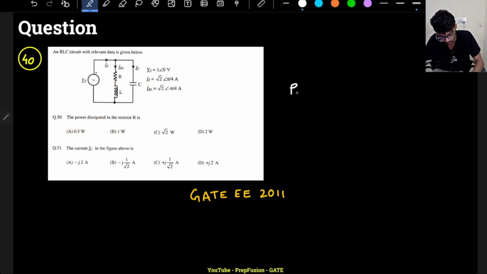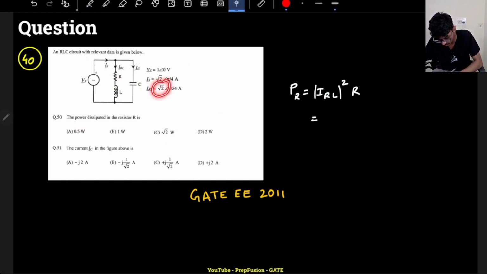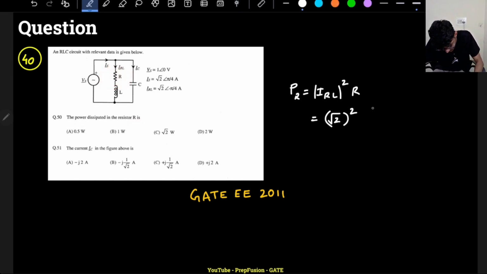If it is a series circuit, you will always use the magnitude of IRL, because this IRL is same as IR, whole square into R. What is the magnitude of IRL? It is under root 2, whole square into R. R is what? They have not given us the R. So R is unknown to us. For now, let's keep it. So this is basically 2R.